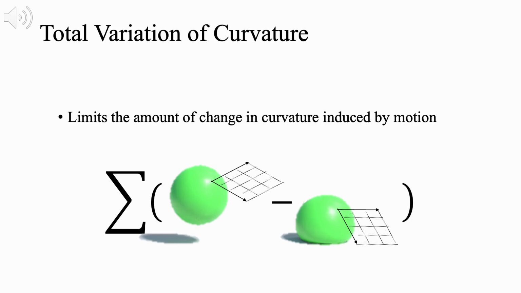First of all, the total variation of curvature aims to limit the amount of change in curvature induced by motion. This regularization imposes local rigidity at different time steps. For example, given the curvature values at time 1 and time 2, the curvature values should stay the same if the object is rigid. Thus, by minimizing the difference in curvature values, we assume that objects move rigidly.